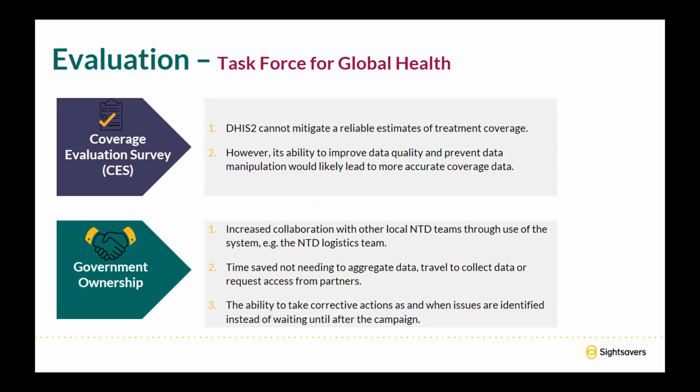The first one was the coverage evaluation survey, which is a kind of survey that helps to validate the reported coverage estimate. What we've seen so far was that there was a disparity between the coverage reported and the coverage surveyed when we did the coverage evaluation survey. They likely have some issues with the denominator population. That was one of the findings we've seen so far.